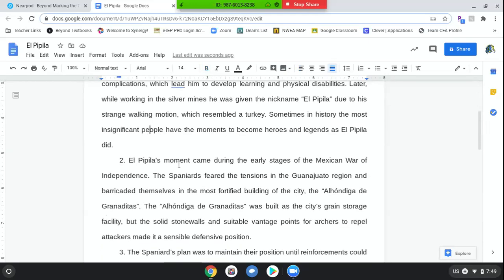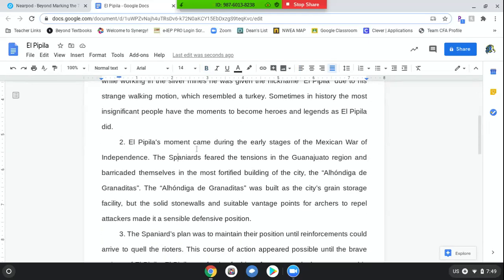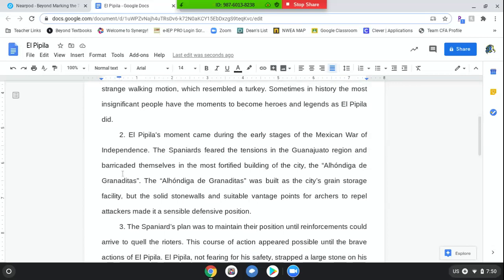El Pipila did. El Pipila's moment came during the early stages of the Mexican War of Independence. The Spaniards feared the tensions in the Guanajuato region and barricaded themselves in the most fortified building of the city, the Alhóndiga de Granaditas. The Alhóndiga de Granaditas was built as the city's grain storage facility, or a granary.